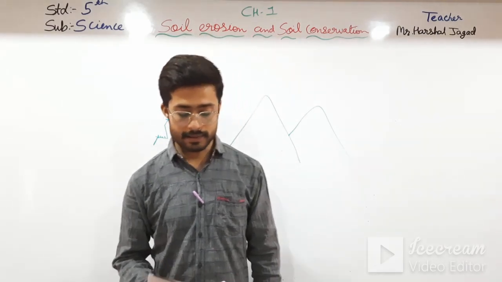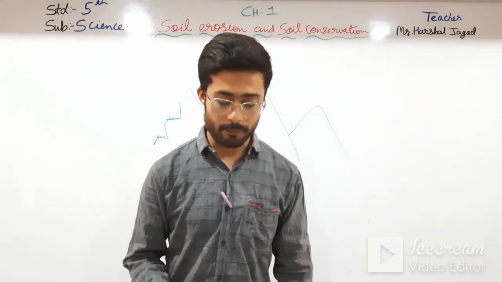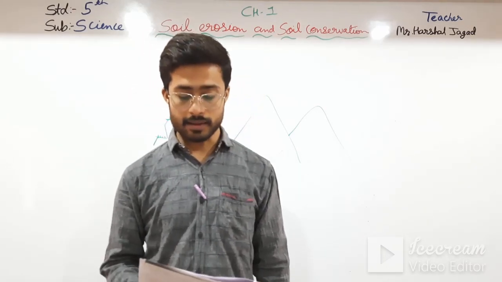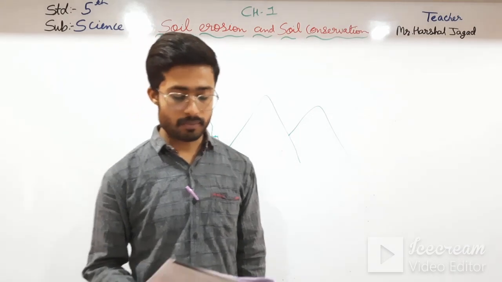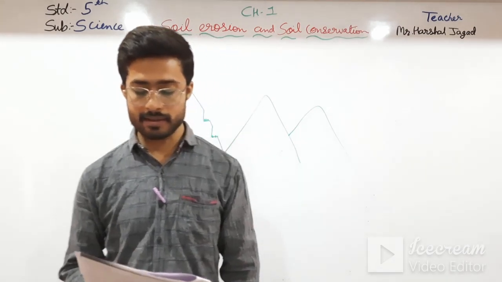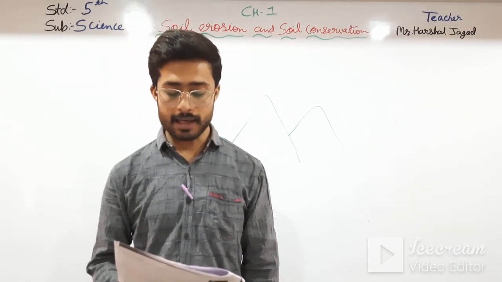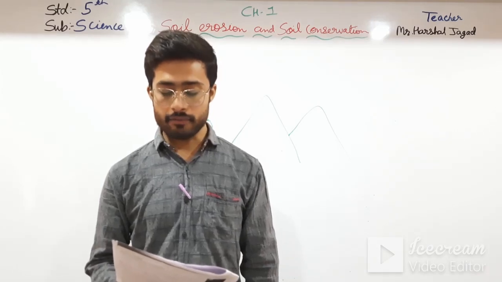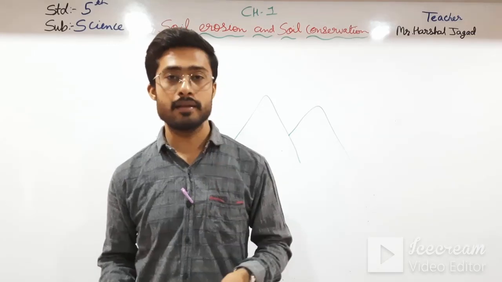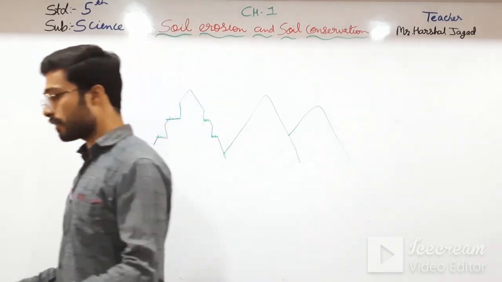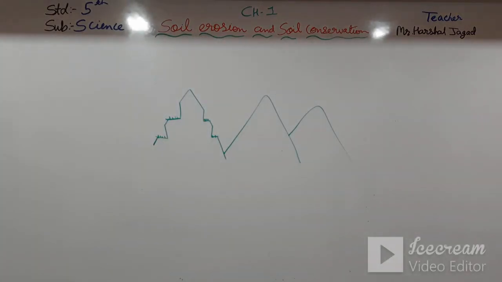The government has taken some measures to control the rapidly decreasing forest cover. Vana Mahotsav is one such program, which involves planting of trees, where the government nurseries supply saplings for reforestation. If one tree is cut down, two should be planted in its place. Okay students, so here we have completed chapter number 1, that is soil erosion and conservation.